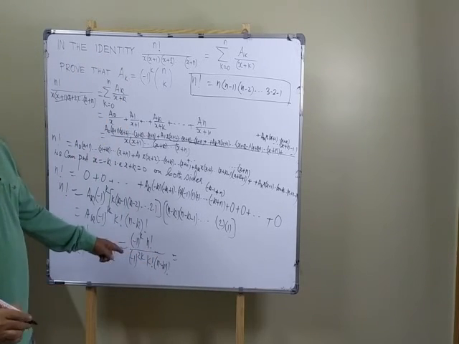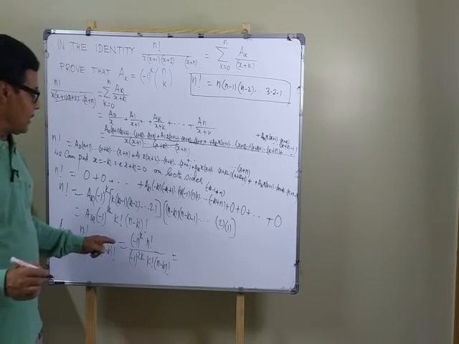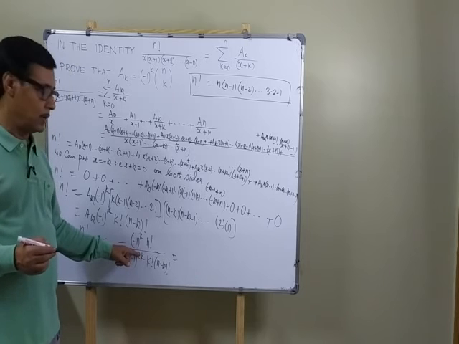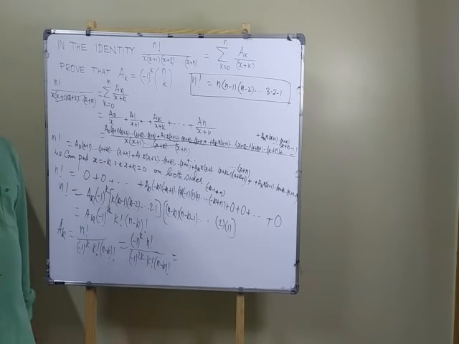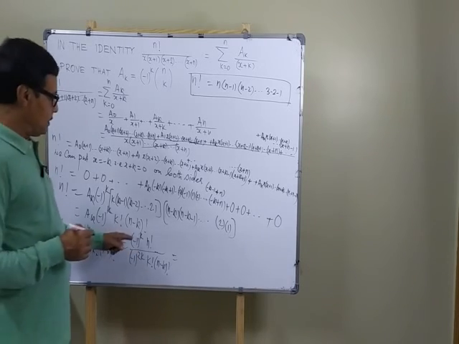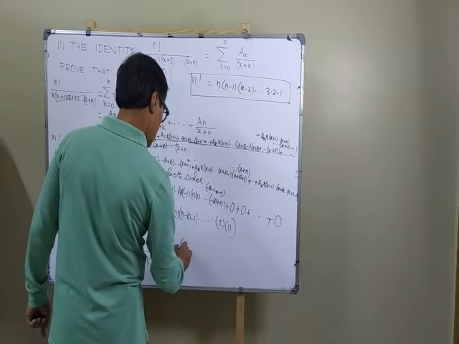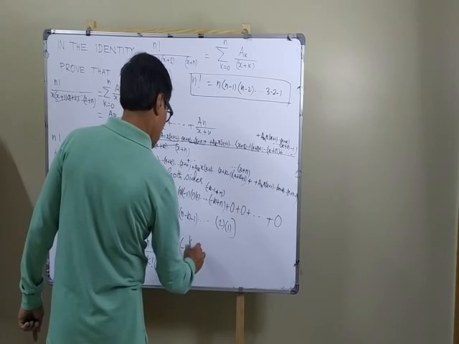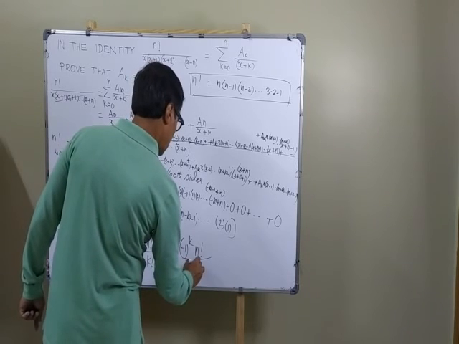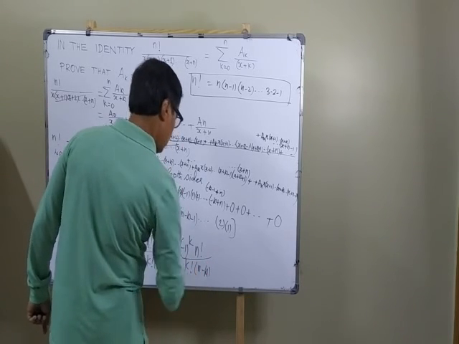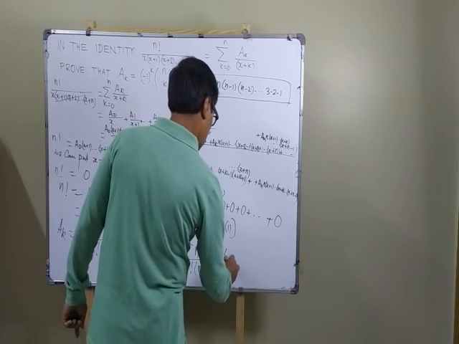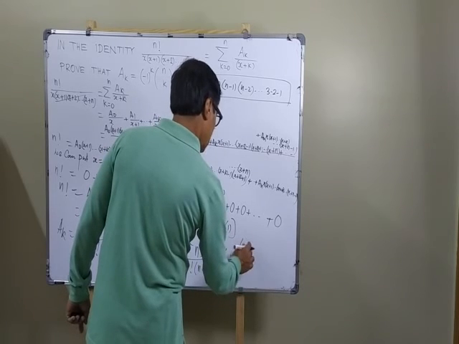Now minus 1 to the power 2k is 1, because the power of minus 1 is an even number, that is, 2k is an even number. So minus 1 to the power 2k is obviously 1. So this is equal to minus 1 to the power k, n factorial over k factorial, n minus k factorial. This is also minus 1 to the power k, nCk.